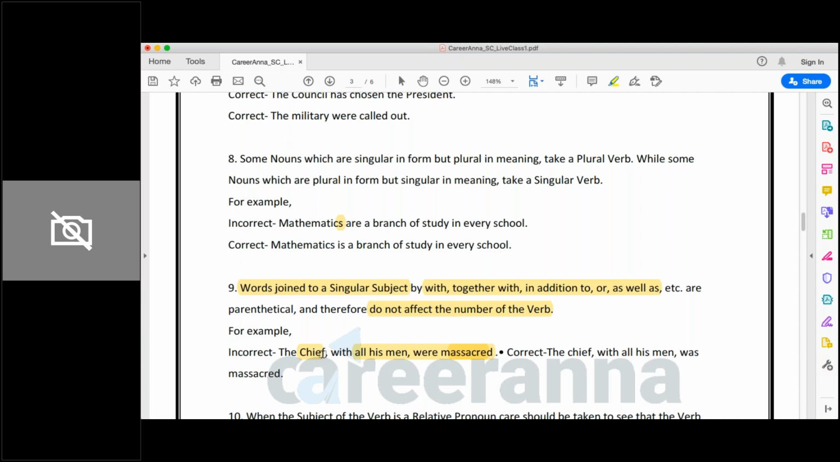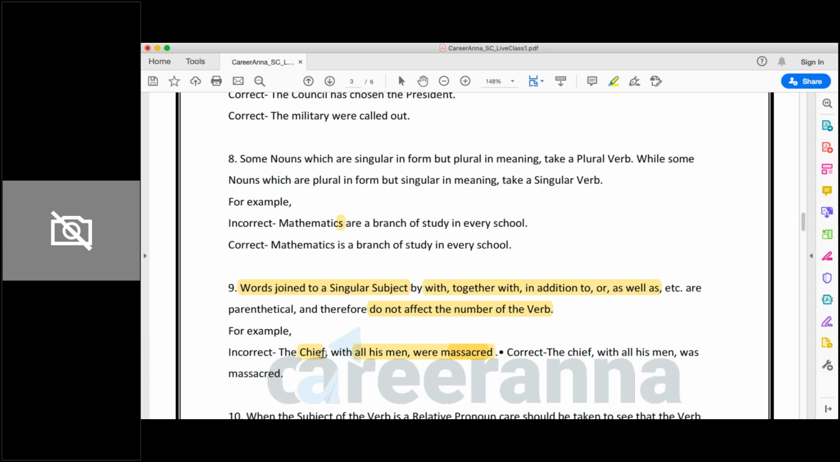You are correct, and it is specifically for the kind of words which I have mentioned in the rule. This is not applicable for the word and. Do not confuse it. If it was the chief and his men, then it will be were killed. But if it is the chief with his men, or the chief as well as his men, then it will be was. I'm not talking about the word and. I'm talking about the word with, together with, in addition to, as well as. Yes, including will be apt for this rule, Bharat.